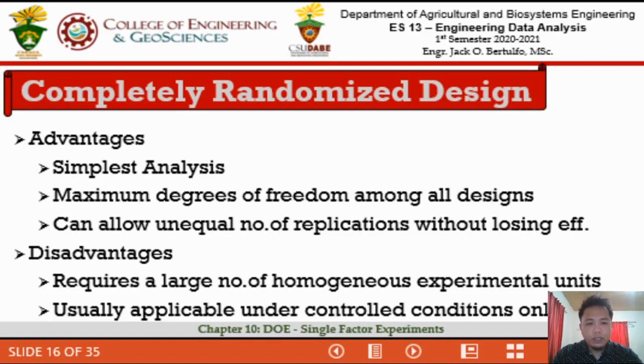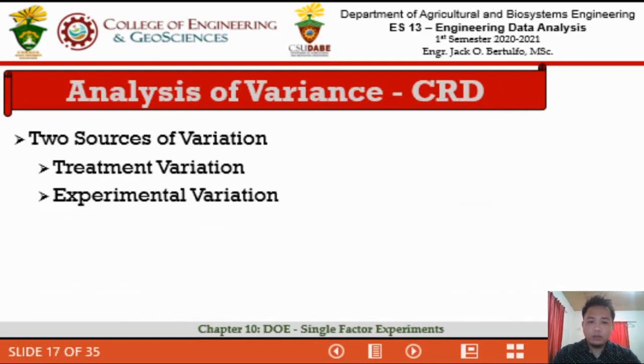Then the disadvantage: it requires a large number of homogeneous experimental units. So those 1 to 6 earlier should be equal. They should have the same properties, or if it is soil, they should be equal in soil texture. Then it is usually applicable under controlled conditions only. That's why the CRD is commonly used for laboratory experiments. So there are two variations.